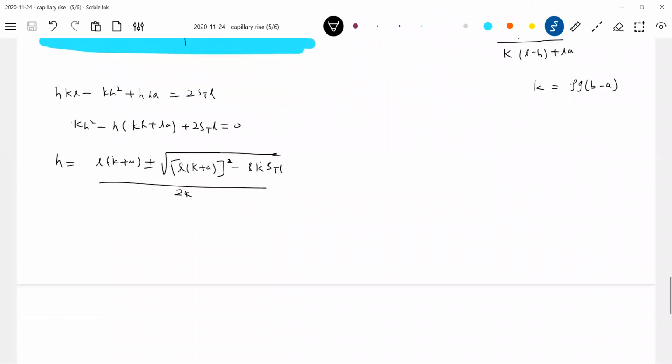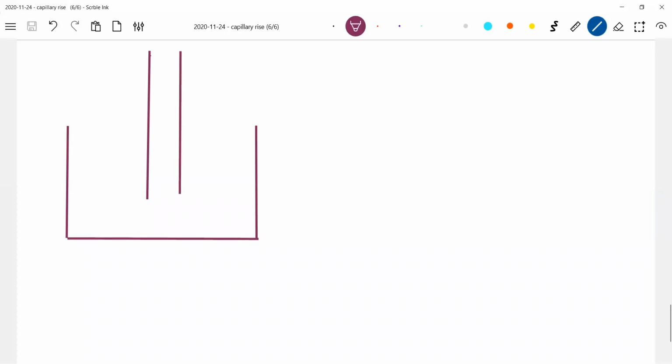I'll slide down. Now, so next condition. There's a very good problem. Let me get the diagram.